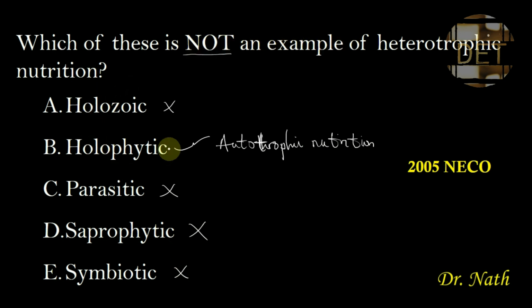The correct answer to this question is option B, which is the holophytic nutrition. And like I said, it is also called the autotrophic nutrition, and it is exhibited by organisms that are capable of manufacturing their own food. And examples are the green algae and green plants.